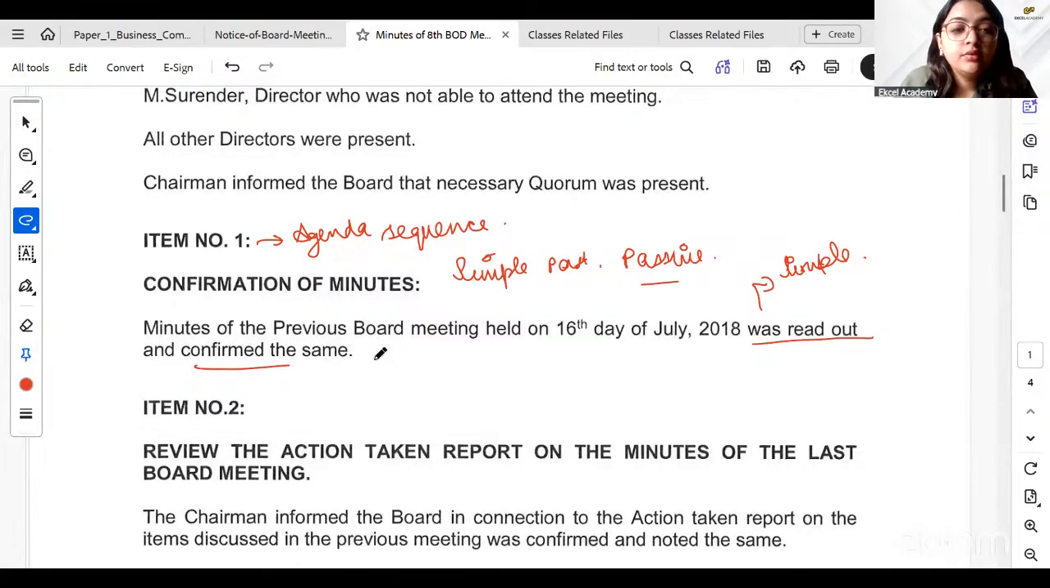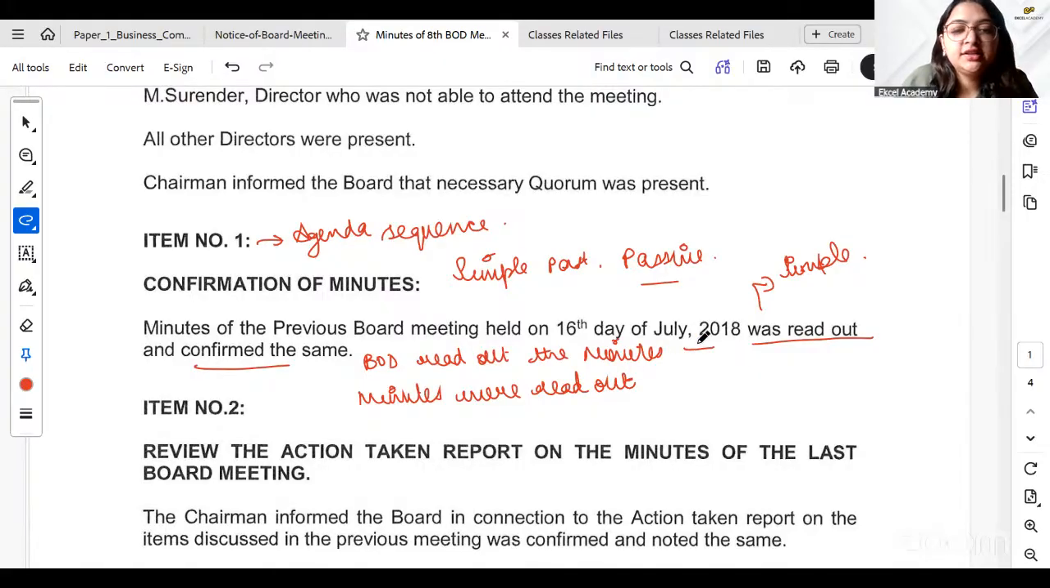So now what is the difference? We are saying the board of directors read out the minutes, or the minutes were read out. Here it is very direct, right? Who is reading out the minutes? That is your board. So this is going to be your active voice. Whereas in this case, we are placing emphasis on minutes. The minutes have come first, and you are saying that the minutes were read by the board of directors. This makes it a passive voice.